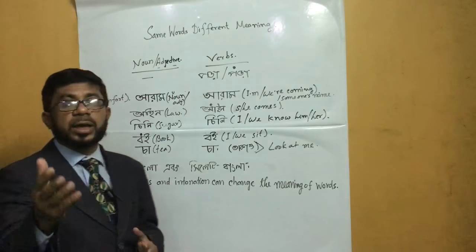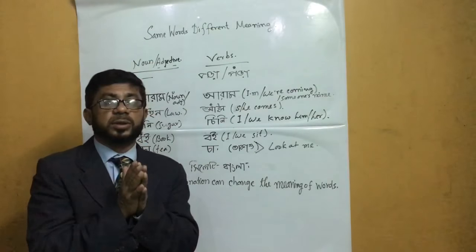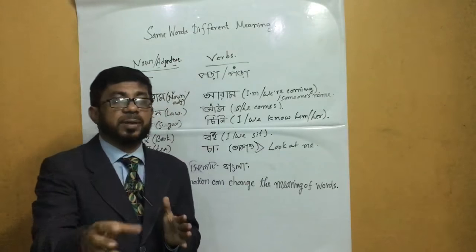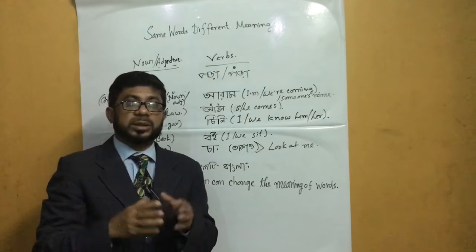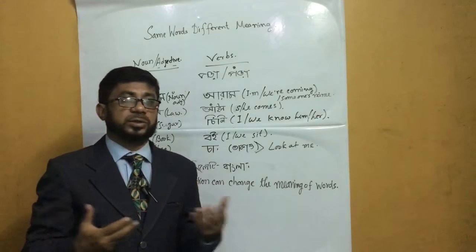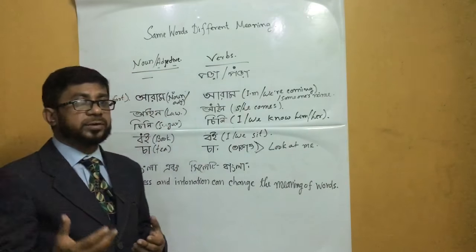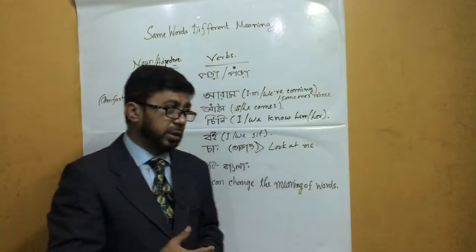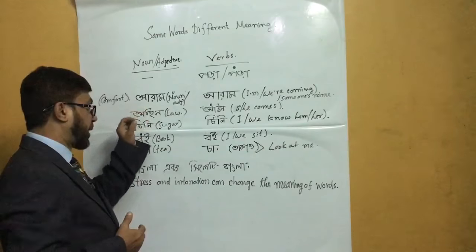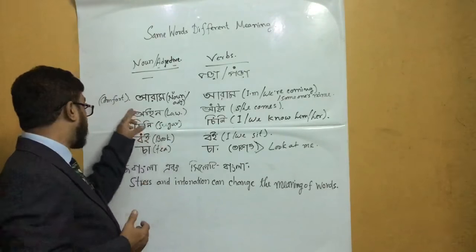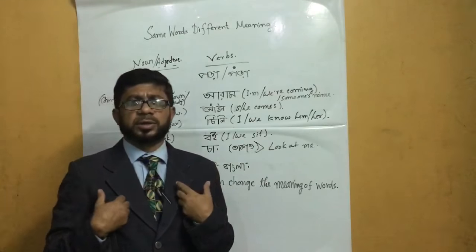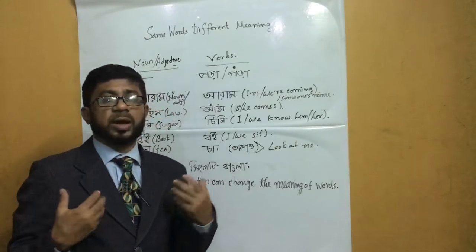Okay, in here today I'm showing you some words. Those are used in Shuddha Bangla and Sylheti Bangla, but when they are used, the meaning is completely different. Not only in Sylheti, in Shuddha Bangla also the same thing happens. Okay, look, words. Aram. Aram, that means comfort. Amar khub aram lagche. I'm feeling comfortable here.